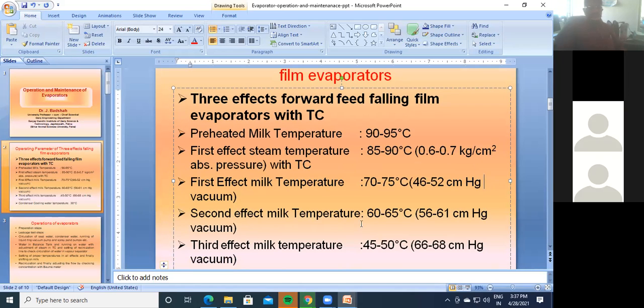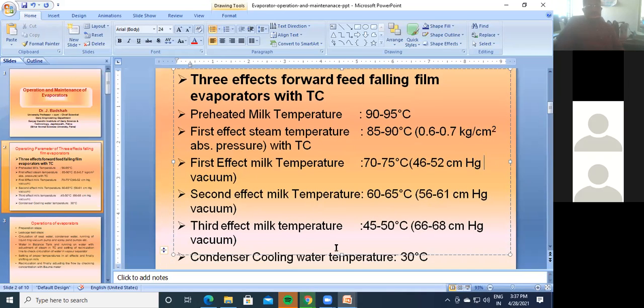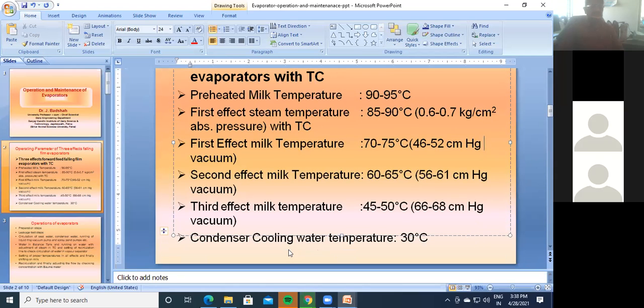Then in the second effect, the evaporating temperature is 60 to 65 degrees centigrade with a vacuum of 56 to 67 centimeter Hg. Higher the vacuum, lower the temperature. In the third effect, the evaporating temperature is 45 to 50 degrees centigrade with a further higher vacuum of 66 to 68 centimeter Hg. Condenser cooling water temperature at the inlet is about 30 degrees centigrade and at the outlet it will be about 32 to 33 degrees centigrade.